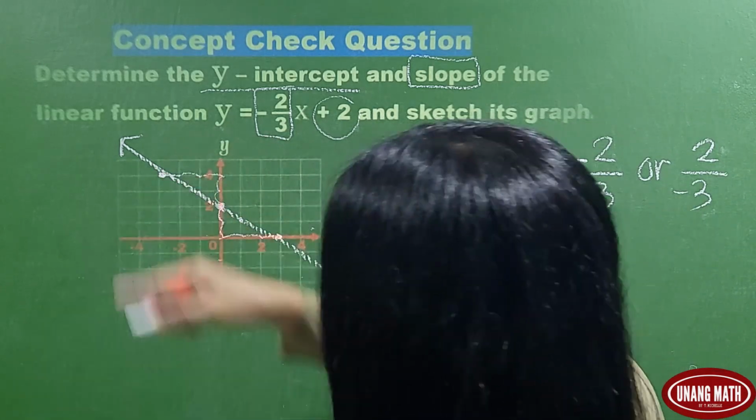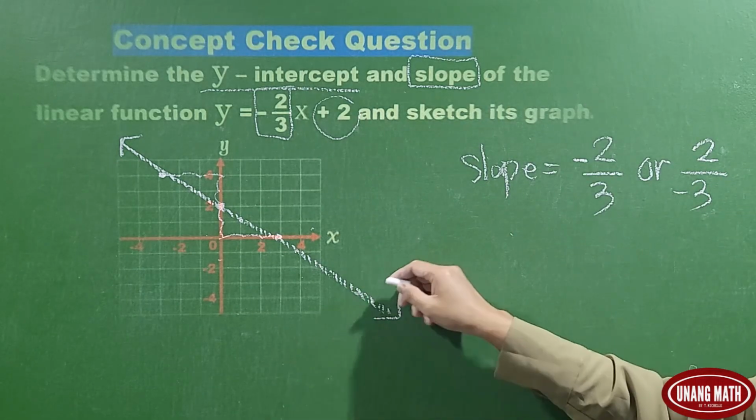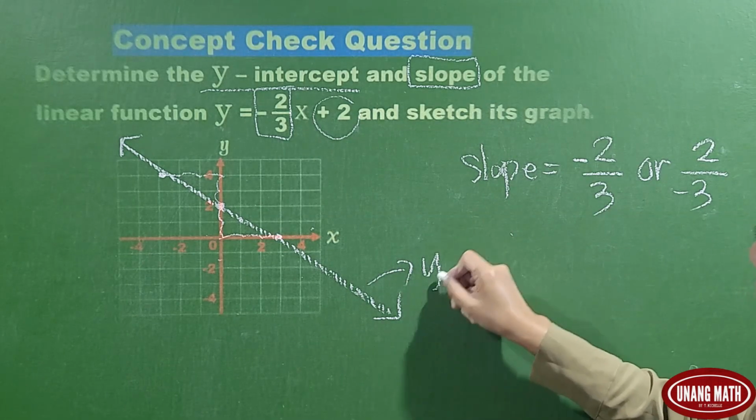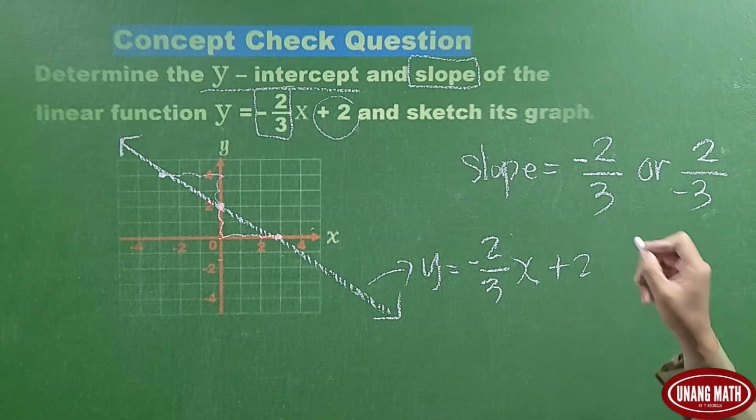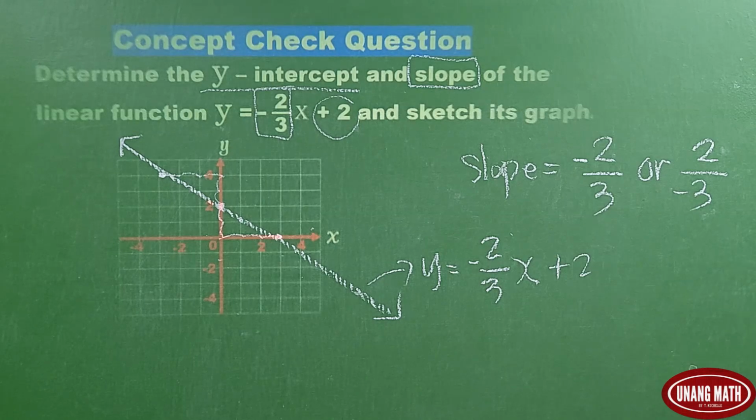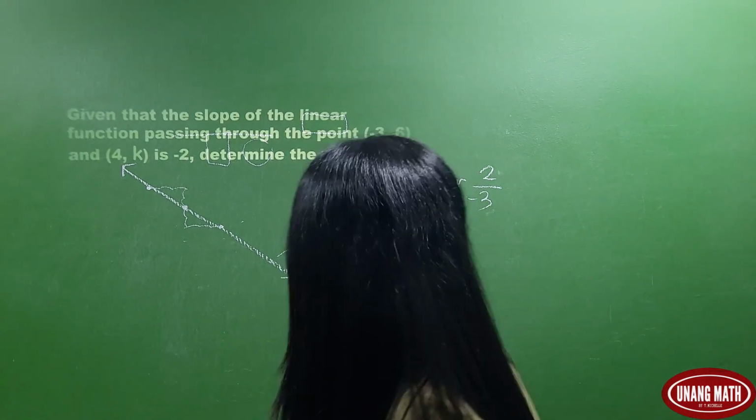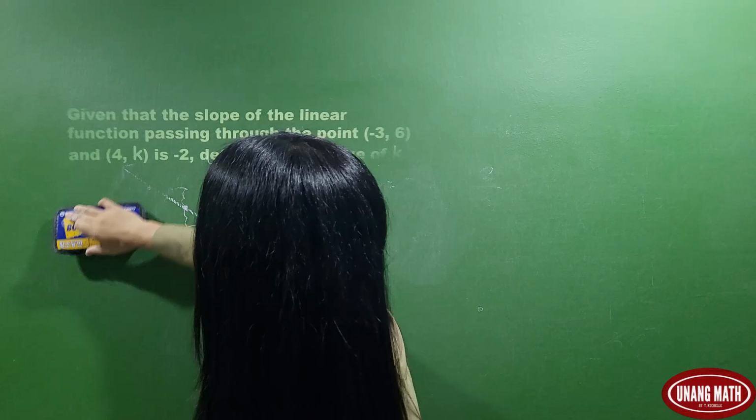So another point is here. So this is the graph of this function y is equal to negative 2 over 3x plus 2. Okay, this time, let's answer the following problems.